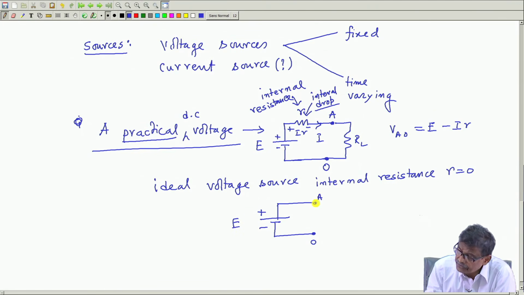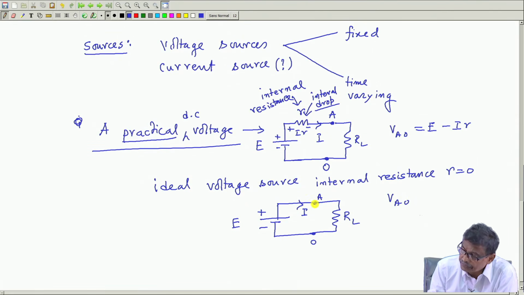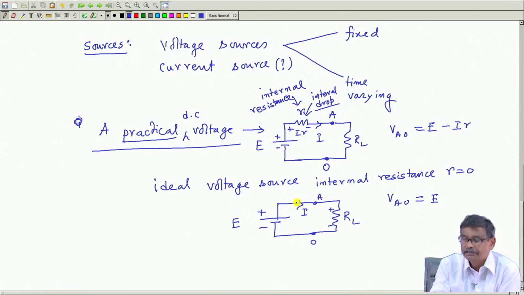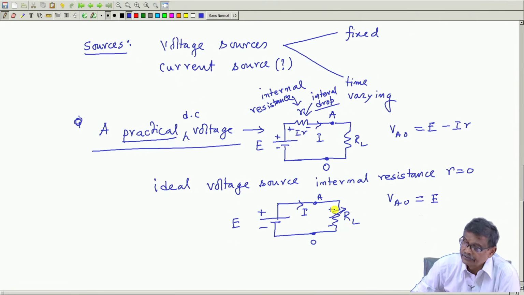And here if you connect a load resistance RL, then what is VAO? Potential of A with respect to O. VAO is the voltage which is coming across RL, is it not? Current will flow. How much? It will start from O, reach A, that is only E. There is no internal resistance like this. So, it will remain always E, no matter what is the value of I. You go on varying RL, voltage across the load will remain the same, always constant.